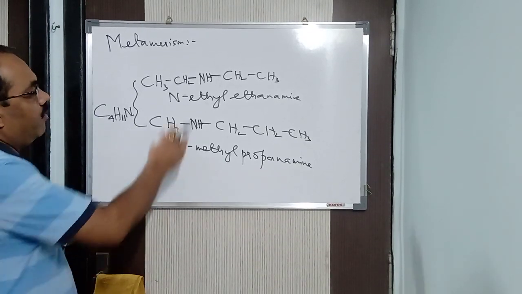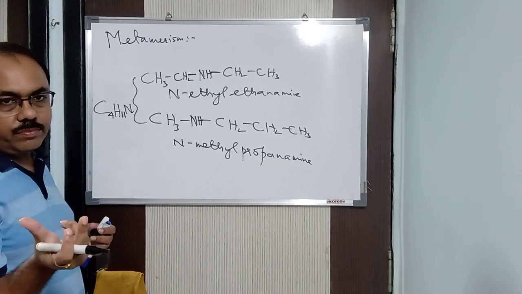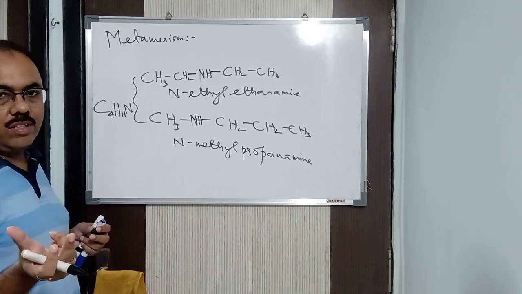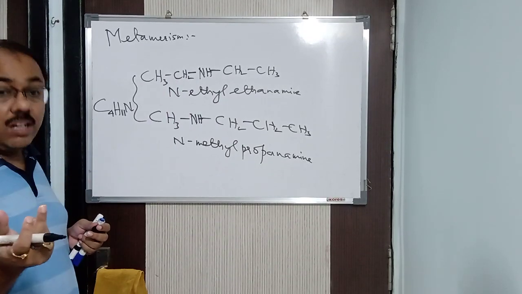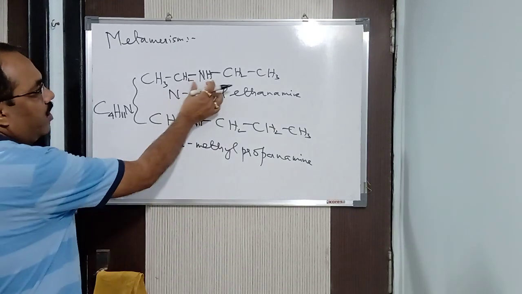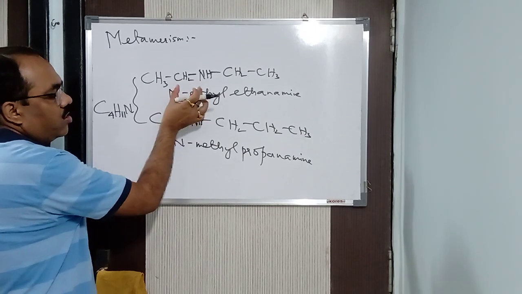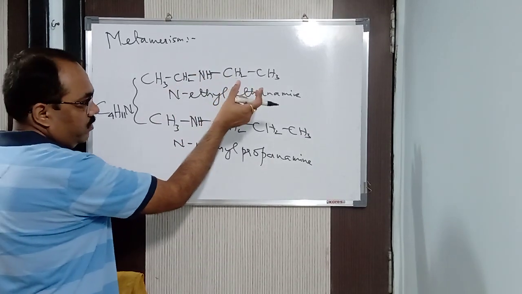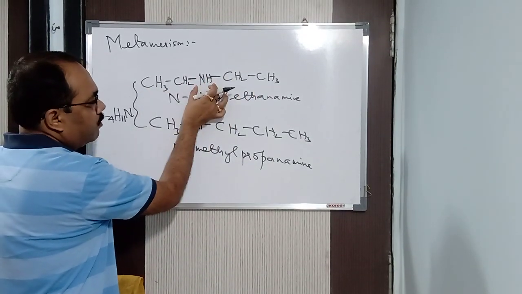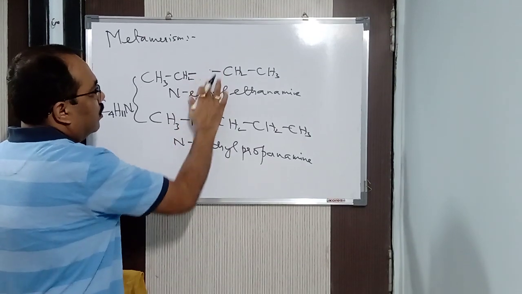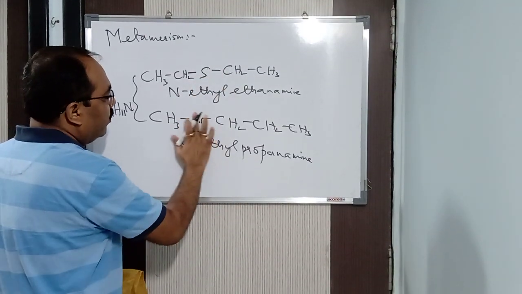In this way, instead of NH, you can also take sulfur. Alright? It will form thioether. We can say that. Suppose here, if I use sulfur, then it is ethyl thioether. Suppose sulfur here, S. Alright, ethyl thioether, we can say that.